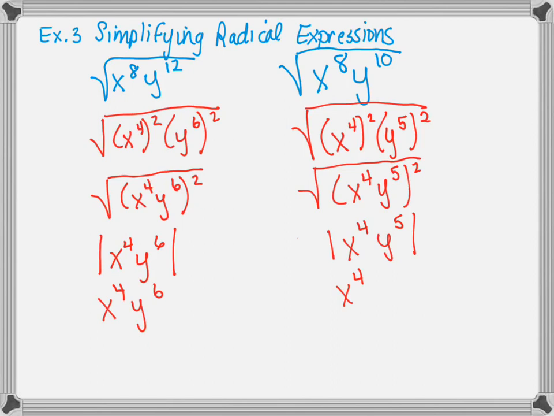But because y to the 5th has an odd exponent, we do need to keep the absolute value bars around the y to the fifth. So this simplifies to x to the fourth times the absolute value of y to the fifth.